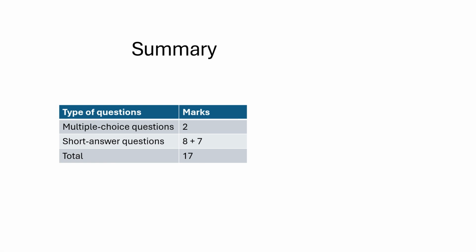There are 2 multiple-choice questions worth 2 marks, and 2 short-answer questions worth 15 marks in this section covering electrolysis and rechargeable cells. The overall score for this section is 17 points. With a total possible score of 120 points, the percentage for this section was 14.2% of the total score.